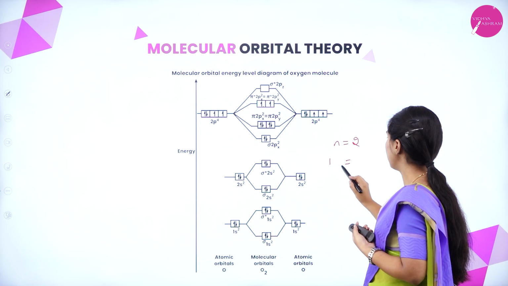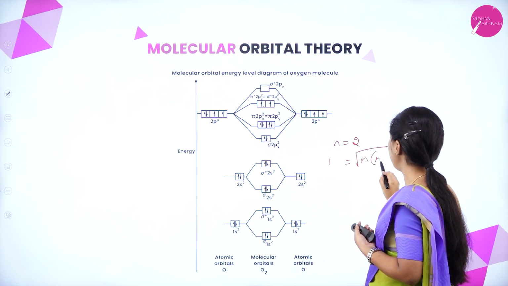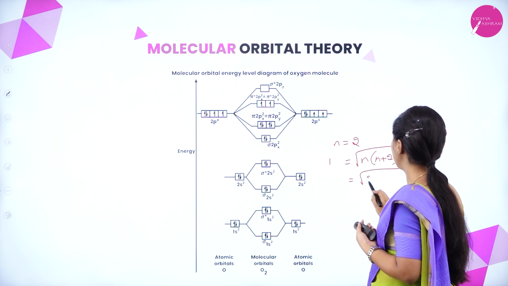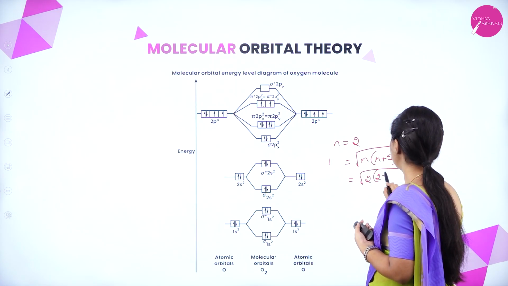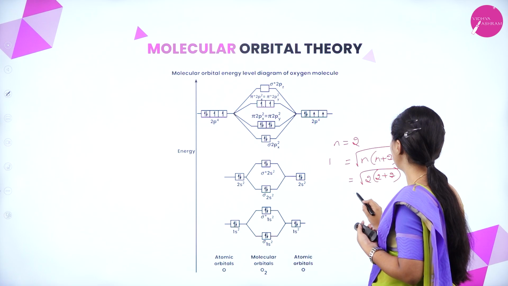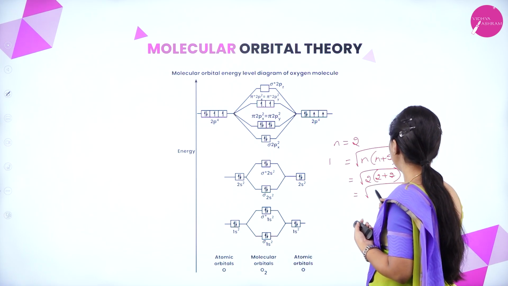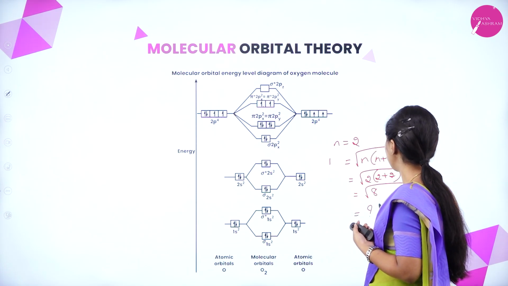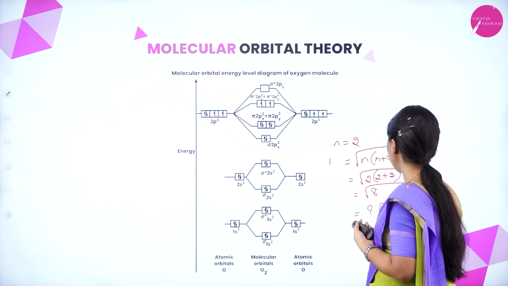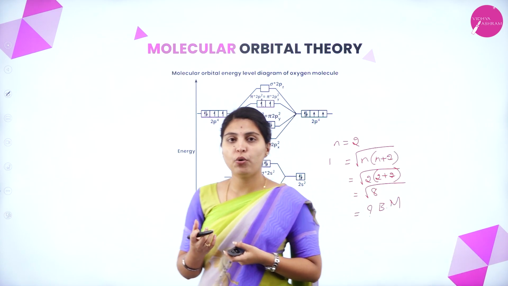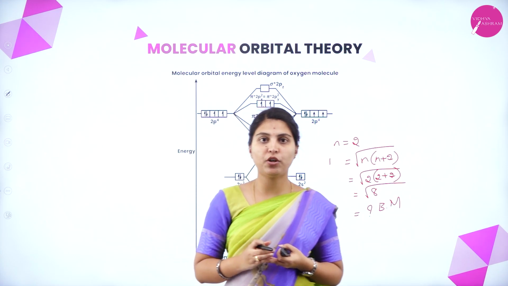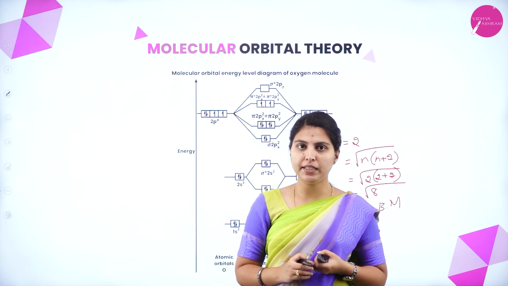Bm, that is √[n(n+2)], so √[2(2+2)]. 4 2s are 8, root of 8. Whatever the result, that much of Bohr magneton will be present. This is about the overall energy level diagrams and all the concepts of molecular orbital theory.